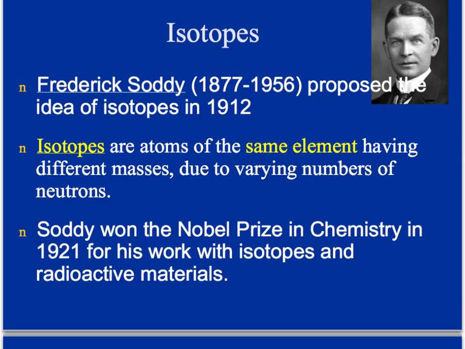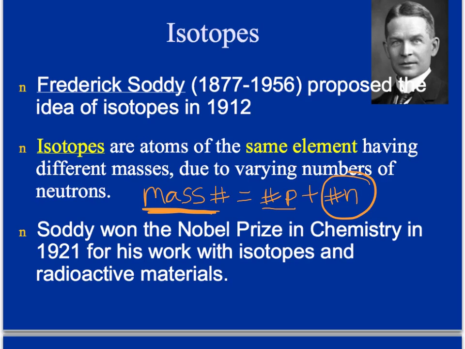So Soddy in 1912 proposed this idea of isotopes, and he said that isotopes are atoms of the same element having different masses due to the varying number of neutrons. Just like we said on the last slide, if we change the number of neutrons, the mass number is definitely going to change in this equation. This was a really important idea, and in fact, Soddy won the Nobel Prize in Chemistry in 1921 for his work with isotopes and radioactive materials.